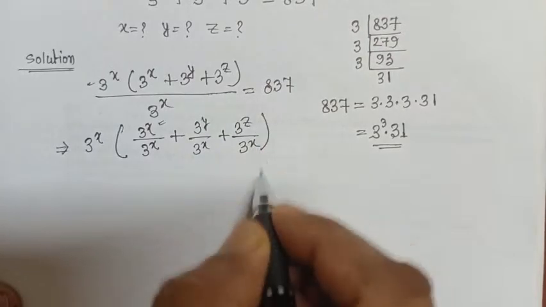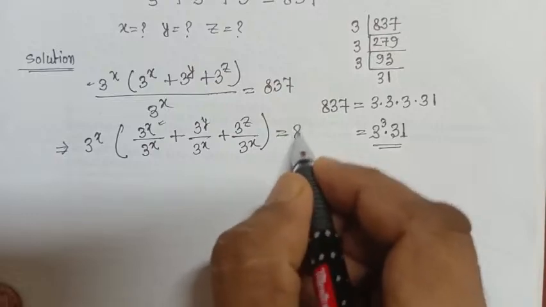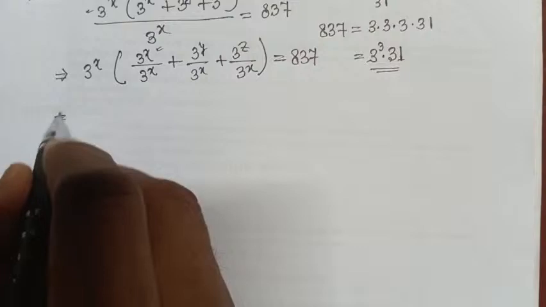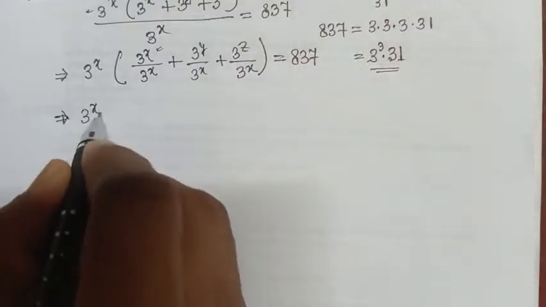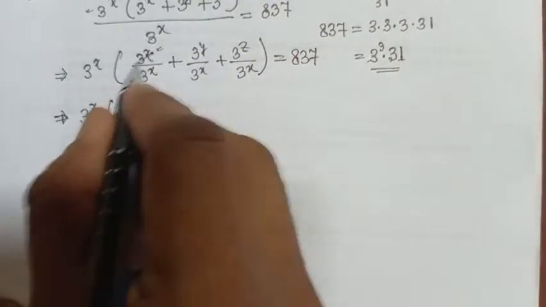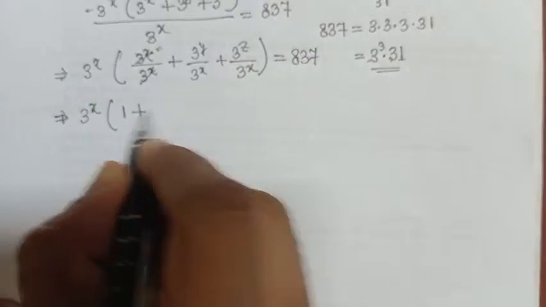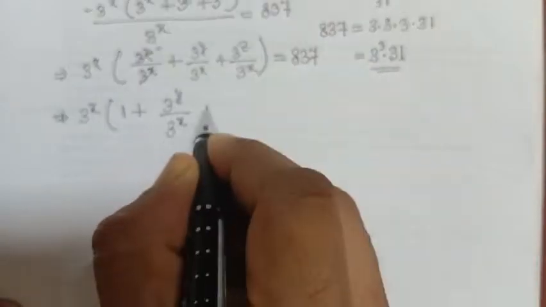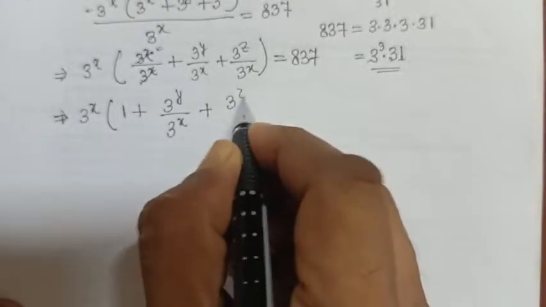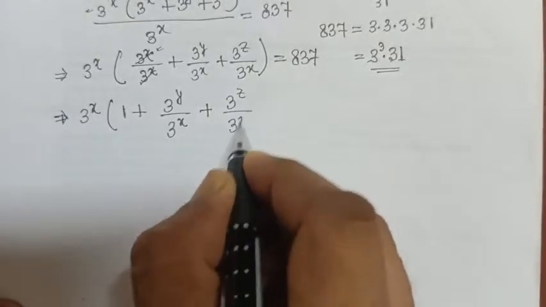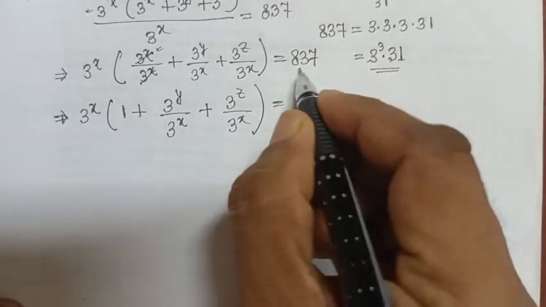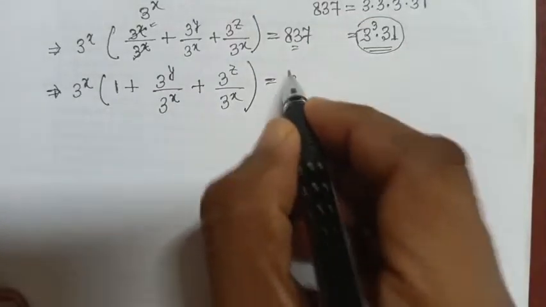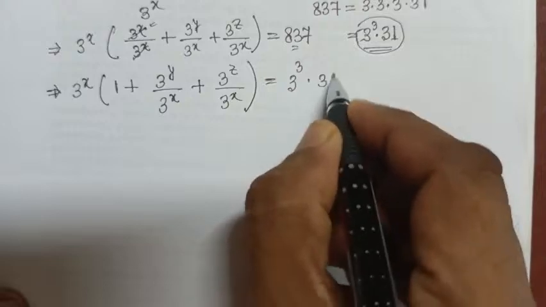3 to the power z by 3 to the power x is equal to 837. Now, 3 to the power x by 3 to the power x will cancel out, will be 1, and this will be 3 to the power y by 3 to the power x plus 3 to the power z by 3 to the power x, and 837 can be expressed as 3 to the power 3, that is 27, times 31.